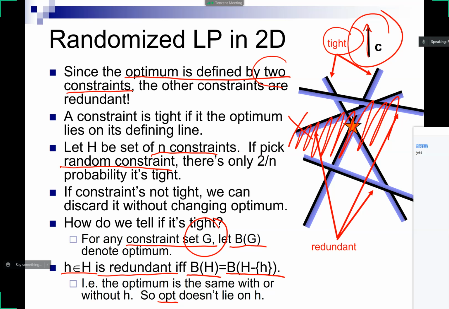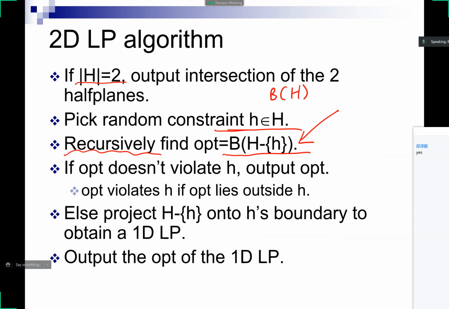So this optimum for b of h minus little h does not violate this h constraint over here. And in that case, we know that this thing is equal to b of h. Since we've already computed this opt equals this value over here, we can just output the opt.